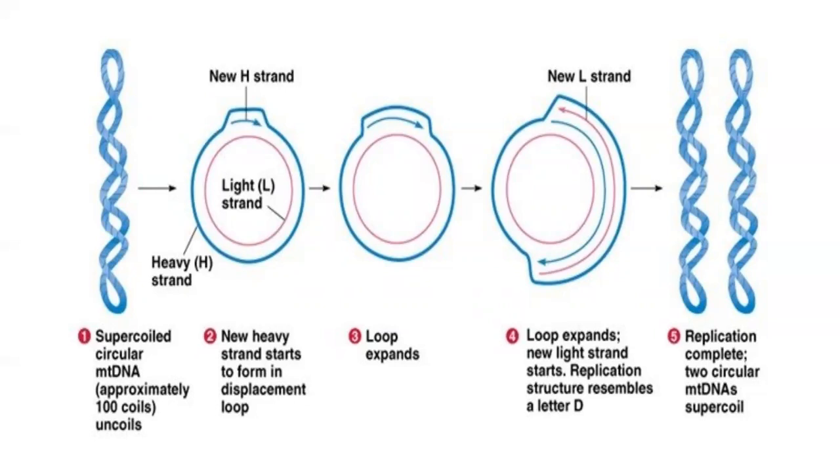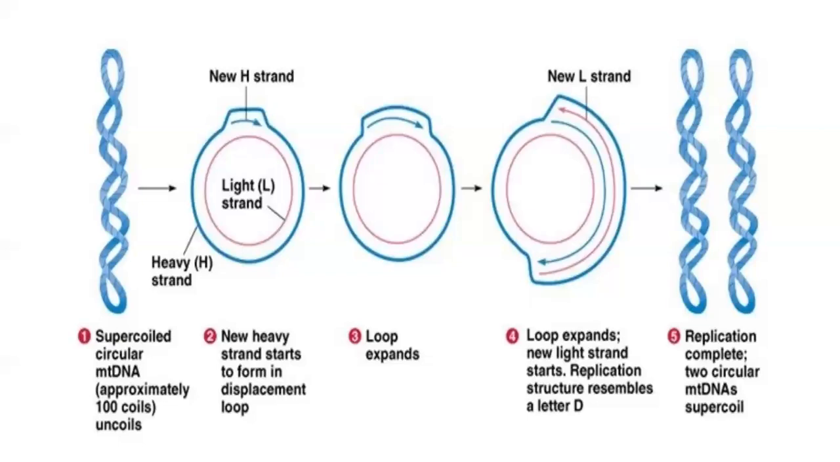In the fourth picture, we can see that the light strand also initiates its elongation, and the structure resembles the letter D, hence it is known as D loop replication. Finally, the replication is complete and we get 2 circular mitochondrial DNA. So this is the D loop replication.